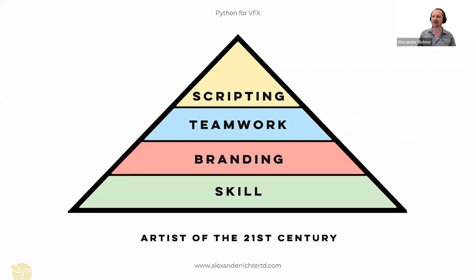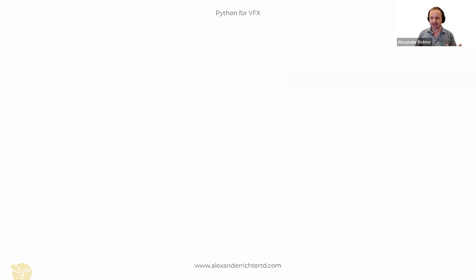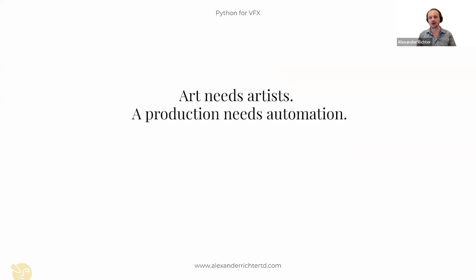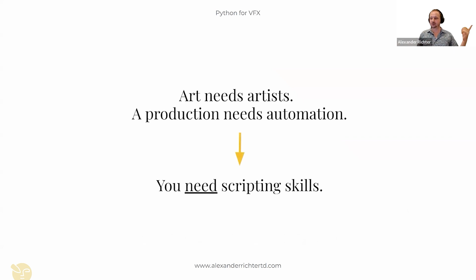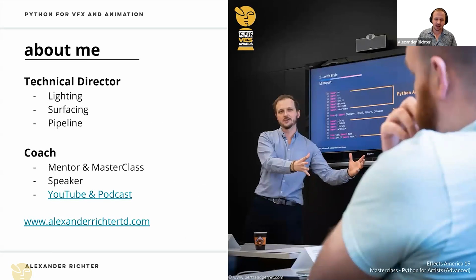The simple reason for that is that the amount of work each artist has to handle becomes bigger and bigger. If you look at the shots currently processed for each project, and at the same time how many artists work on this project, it's small compared to 10, 20 years ago. So basically my statement is art needs artists and a production needs automation, which leads us to: you need scripting skills. Before we dive into that, let me quickly introduce myself so you get a little understanding of who I am and why I'm saying these strange things maybe.